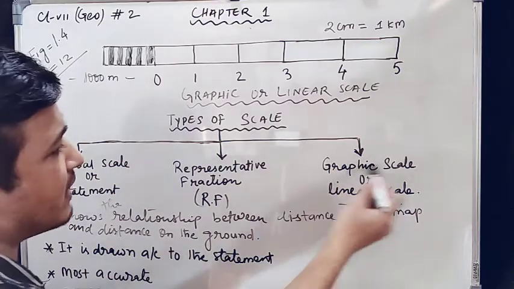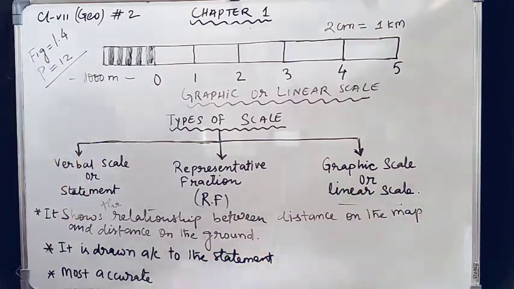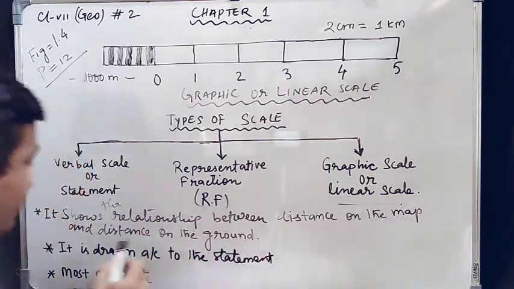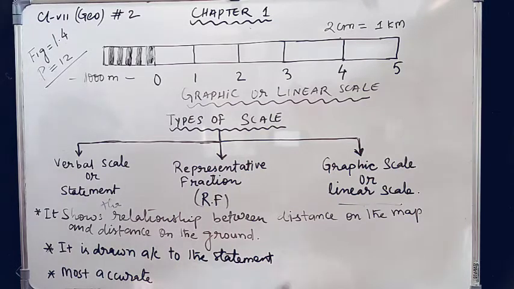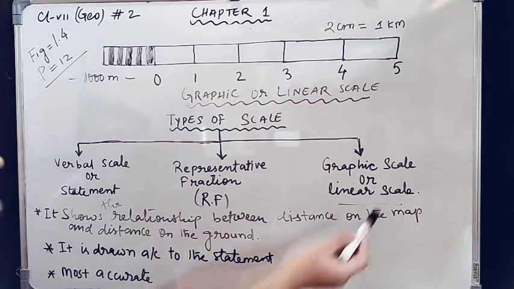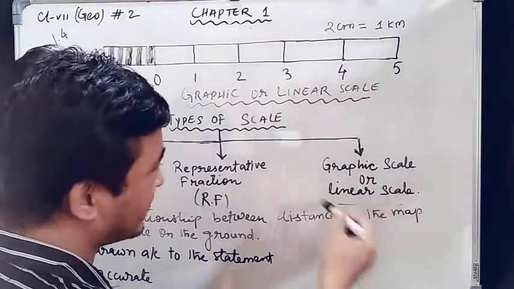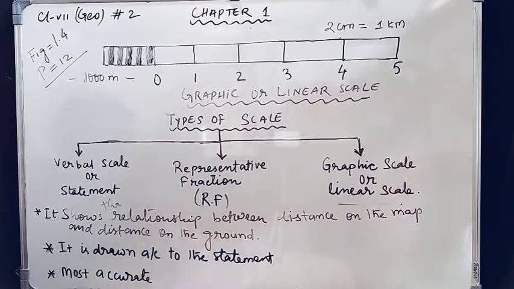Now let us see the graphic scale or linear scale. It shows the relationship between the distance on the map and the distance on the ground. It is drawn according to the statement, which means according to the verbal scale. But it is the most accurate scale. So this is the most accurate scale of all these three.